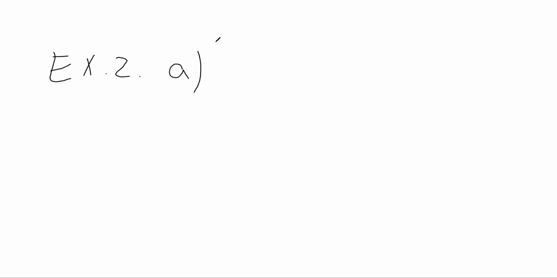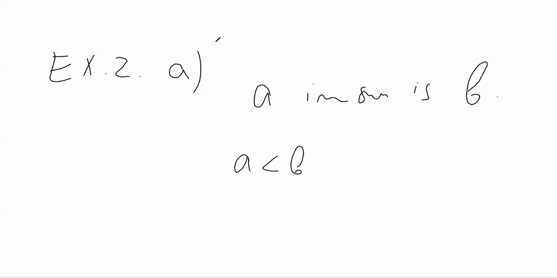Show that in a well-ordered set, every element except the largest, if one exists, has an immediate successor. An immediate successor is basically an element which is bigger than the element that we have, and there are no elements in between. So if you have an element A, its immediate successor is an element B, such that A less than B, and there is no C such that A less than C less than B.